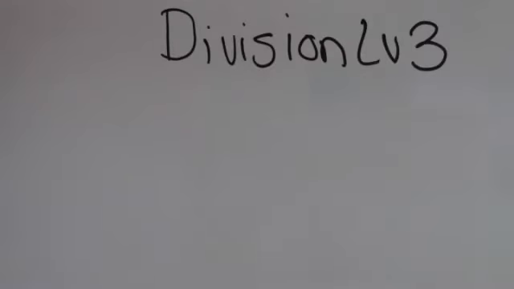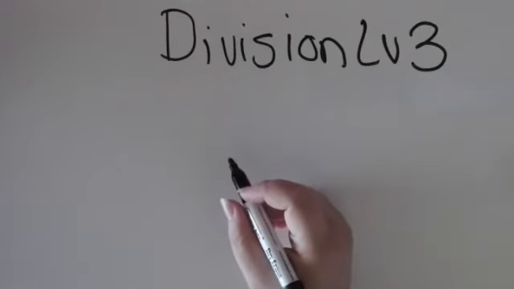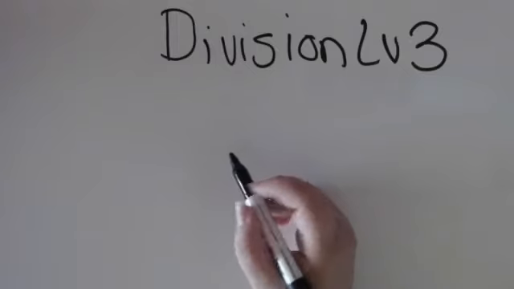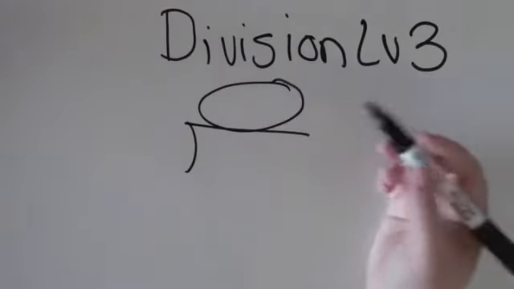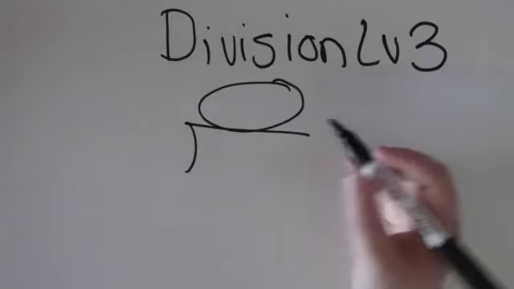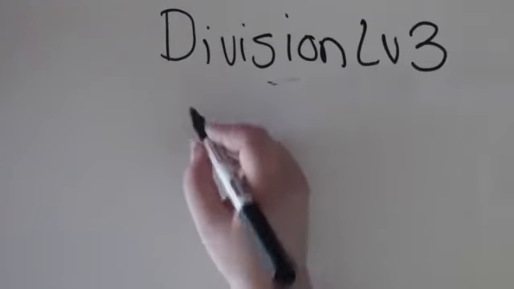So what we're looking at today is division level 3. Division level 3 is division with 0 in the quotient. So just a reminder, when you're looking at division, this is the quotient. The quotient is your answer, okay? So we're looking for ones with 0 in the quotient. So let's take a look at this one.